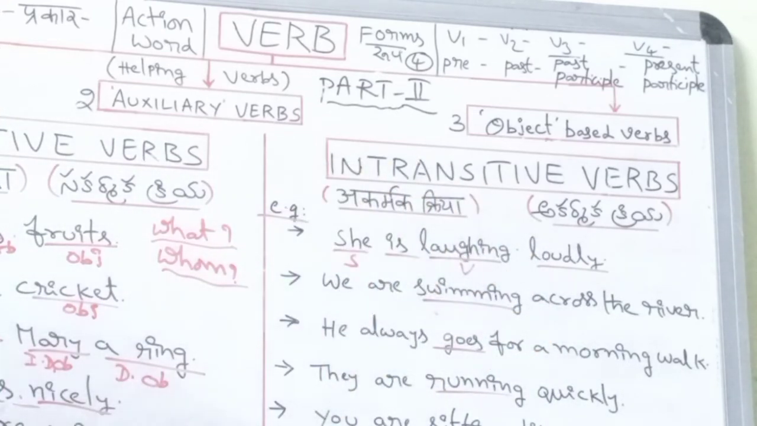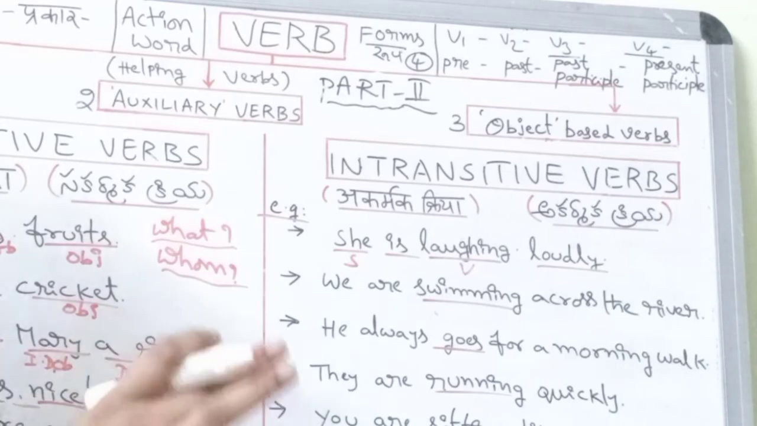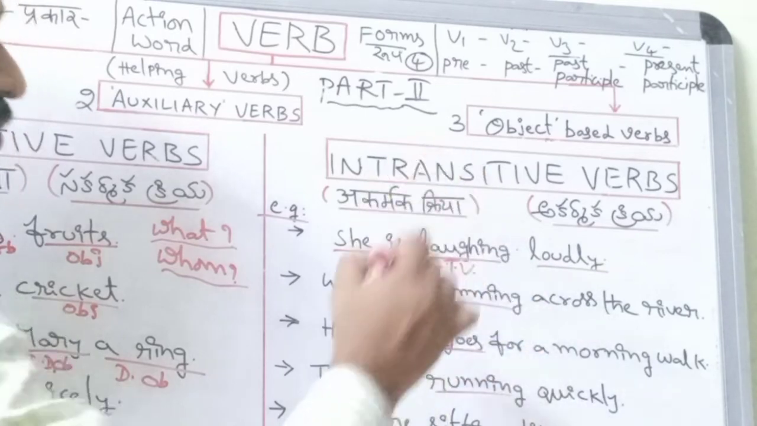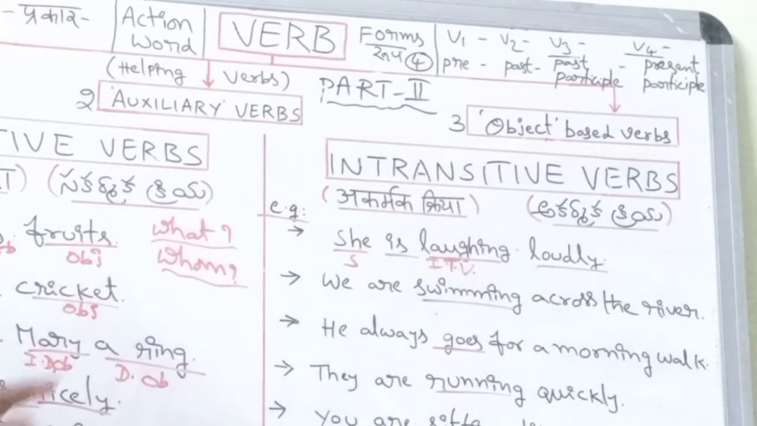So object is also not possible. You can also try if you can write some object here. Though we try, we can't because it is an intransitive verb. ITV, intransitive verb. She is laughing loudly.